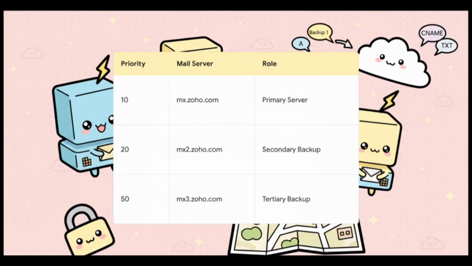And this is where it gets really clever. You can have multiple mail servers, and each one gets a priority number. The sending server always tries the one with the lowest number first, so priority 10 in this case. But if that server is down for some reason, no problem. It just moves on to the next one in the list, priority 20, and then 50. It's this amazing built-in backup system that makes sure your email almost always gets delivered.